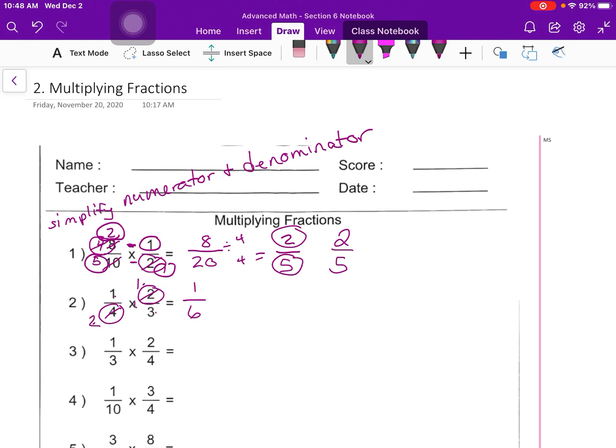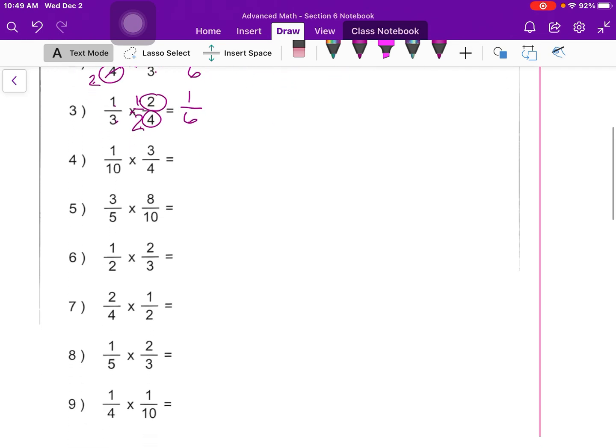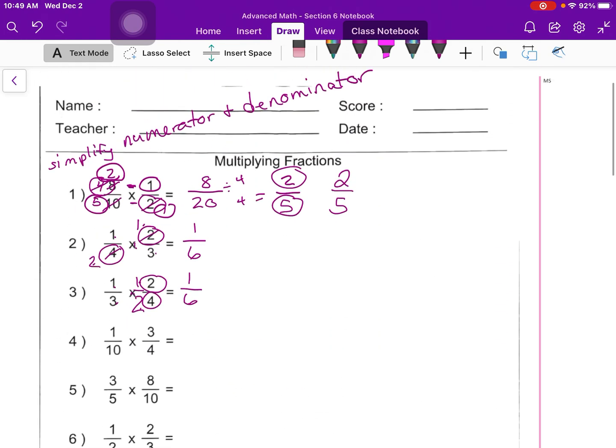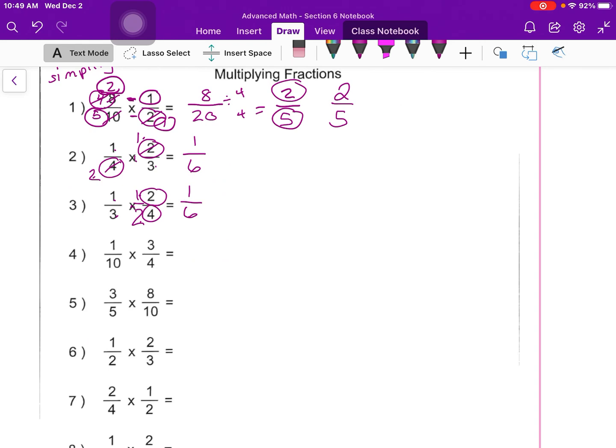In number 3, there's some simplifying I can do. 2 and 4, I can simplify that to 1/2. So I would end up with 1 times 1 is 1, and 3 times 2 is 6. We'll do one more here together. There's no simplifying I can do because I can't simplify the 3 and the 4, or the 3 and the 10, and 1 is already simplified. So I just multiply straight across. 1 times 3 is 3, and 10 times 4 is 40, and it's already simplified. So that's how you multiply fractions.